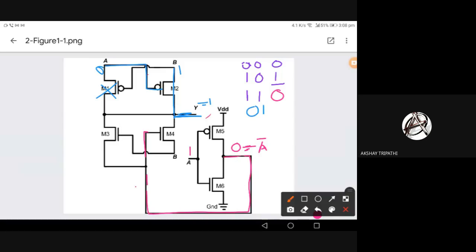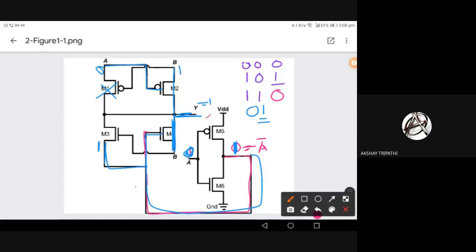A is 0, so A bar equals 1 for the bottom circuit. This 1 is going to M4, so M4 is also on. And this 1 is also going to the source of M3. Now what is B? B is 1. You can see B is 1 here.